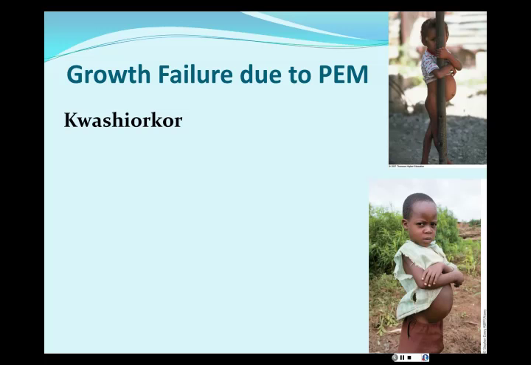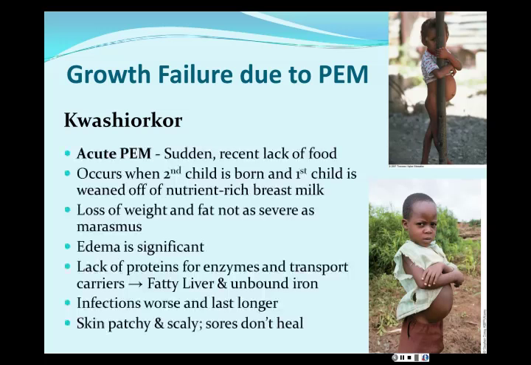Then let's look at kwashiorkor, and this is the acute protein energy malnutrition. It reflects a sudden and recent deprivation of food. That's the acute part of it. From the Ghana word that refers to the birth position of a child and is used to describe the illness a child develops when the next child is born.